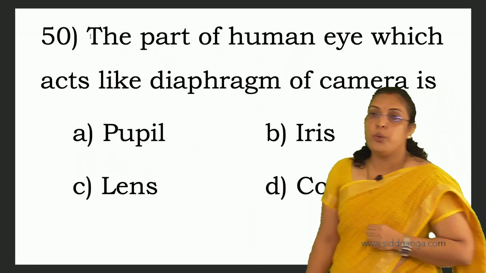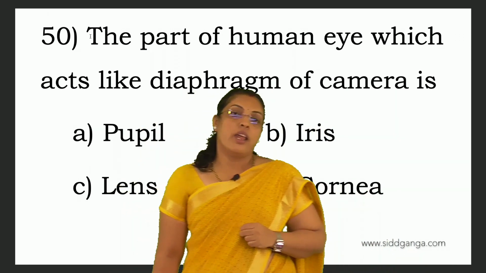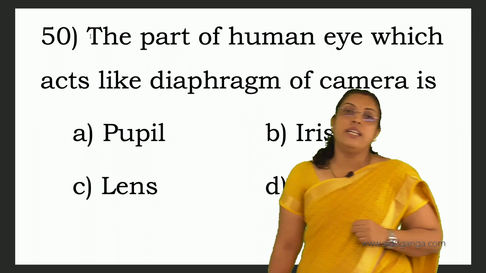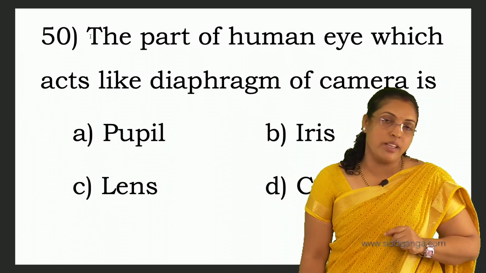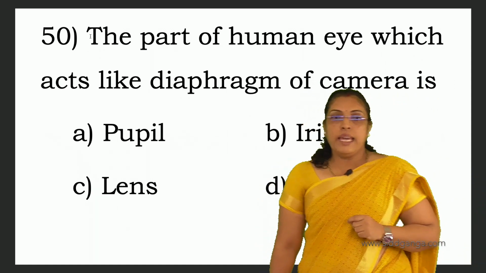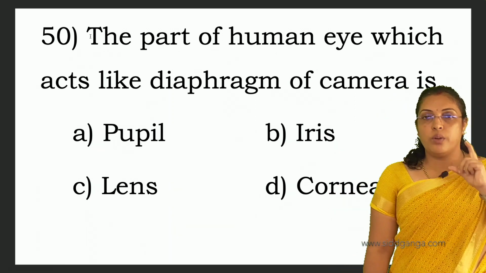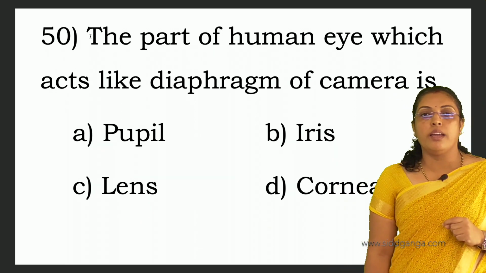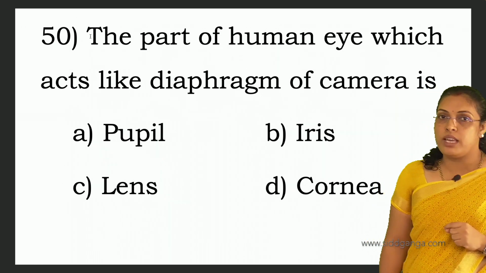The part of the human eye which acts like the diaphragm of a camera is the diaphragm. It's a skeletal muscle mainly involved in respiration, and contraction and relaxation is seen in the diaphragm. Here the iris of our eye acts as a diaphragm. It regulates the size of the pupil. So the part of the eye which acts like the diaphragm of a camera is the iris.